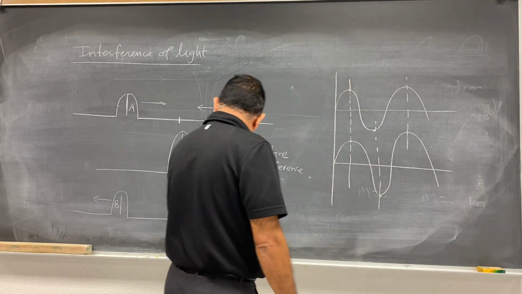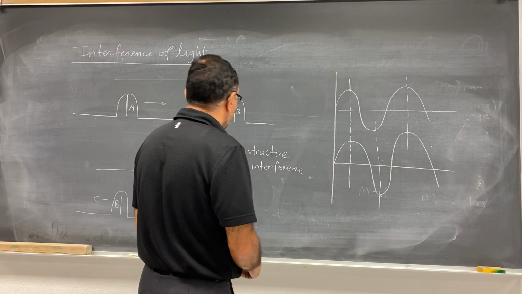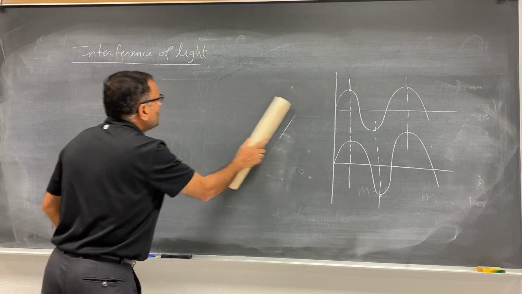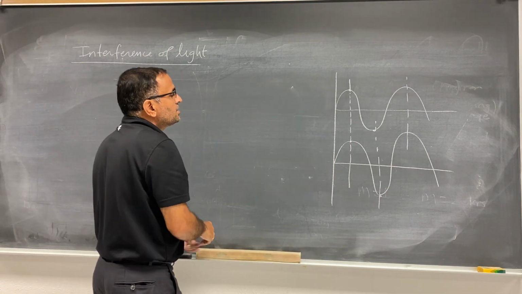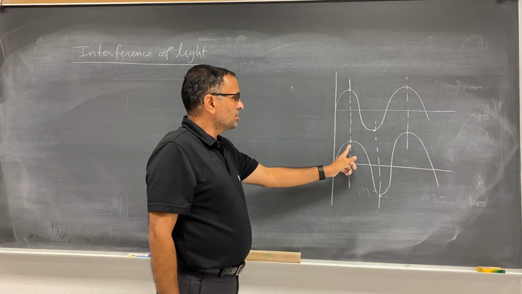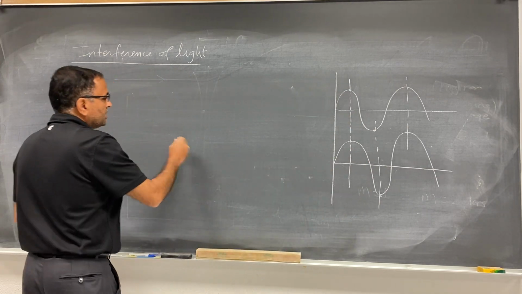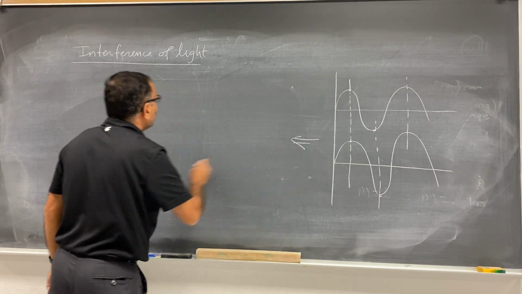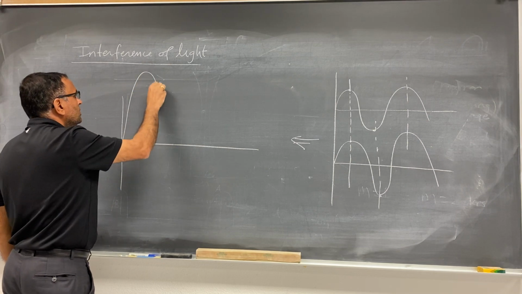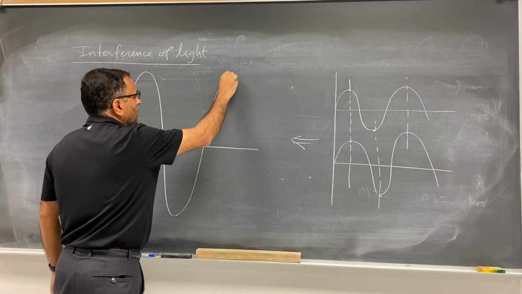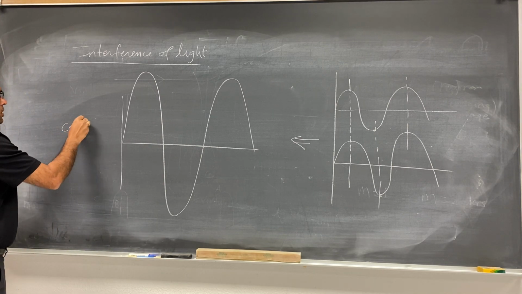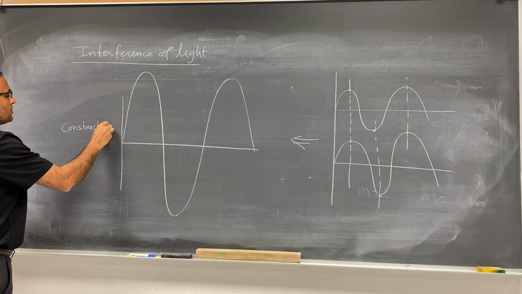So if you want to figure out the resultant, let me erase this. This is one wave, another wave, they mix up, but crest falls on the crest, trough falls on the trough, and your result is, actually let me write down this direction, the result is really big. You get a really big wave. This is the constructive interference.